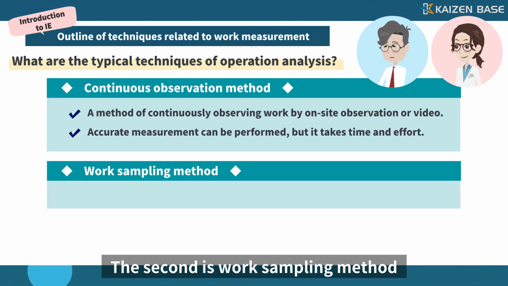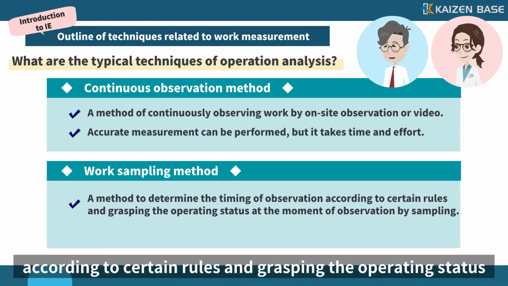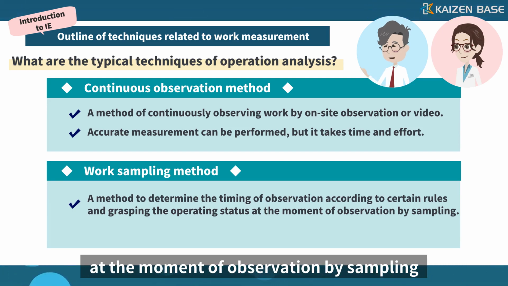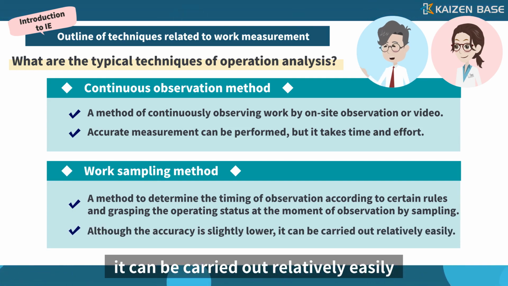The second is the work sampling method. It is a method to determine the timing of observation according to certain rules and grasp the operating status at the moment of observation by sampling. Although the accuracy is slightly lower, it can be carried out relatively easily.